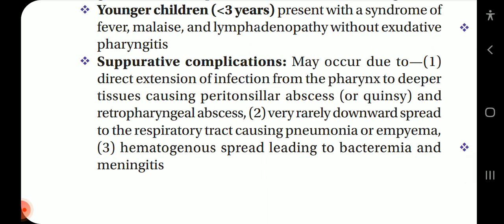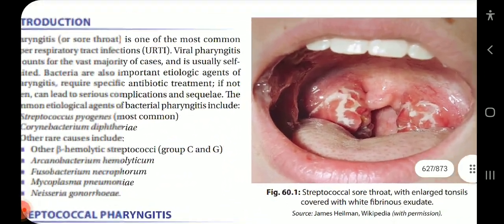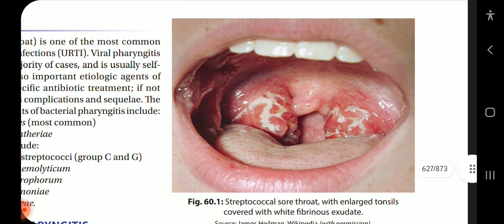Suppurative complications may occur due to direct extension of infection from pharynx to deeper tissues, causing peritonsillar abscess or quinsy and retropharyngeal abscess. Or second, very rarely downward spread to the respiratory tract causing pneumonia or empyema. And third, hematogenous spread leading to bacteremia and meningitis. In this figure, we can see streptococcal sore throat with enlarged tonsils covered with white fibrous exudate.